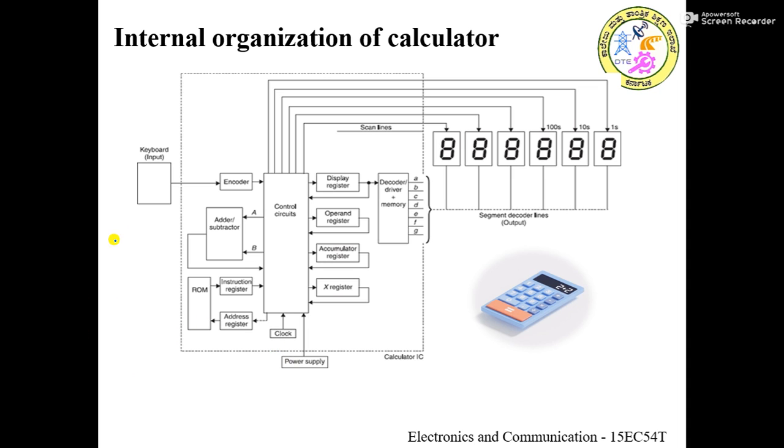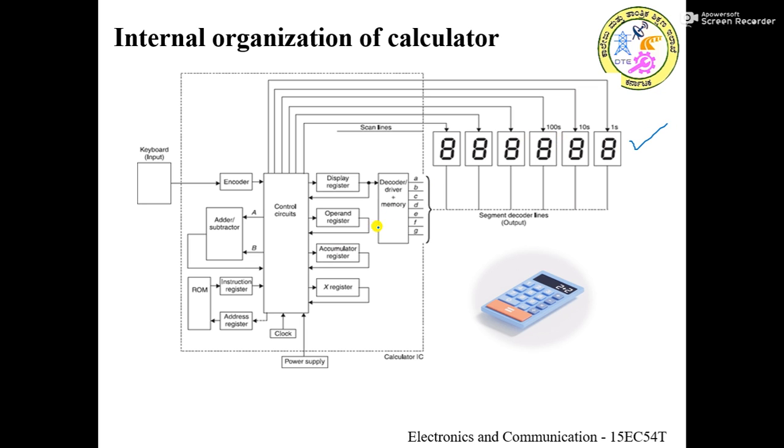Here, the first one is the keyboard. As we know, the keyboard is an input device. The keyboard is made up of several key switches. There will be a unique key for each decimal digit as well as for the operations. Each key depression is going to generate a binary code. That binary code is further encoded by the encoder and sent to the control section for further processing. And you are going to find a multi-digit 7 segment display here, which is nothing but an output.